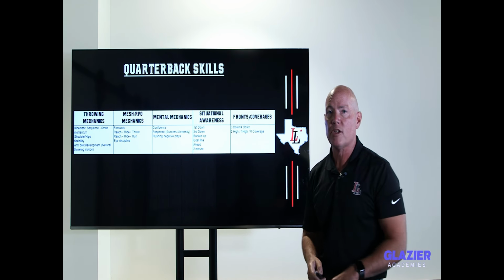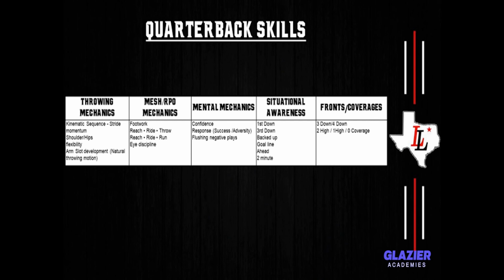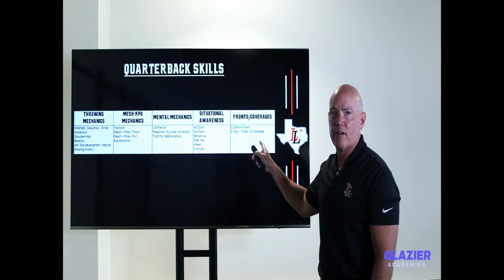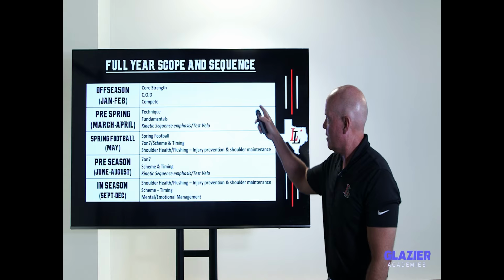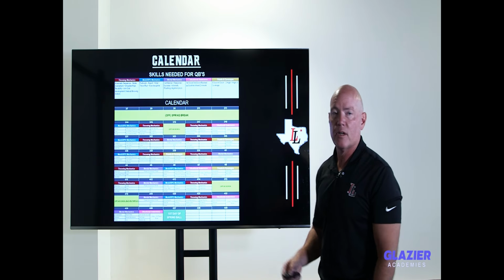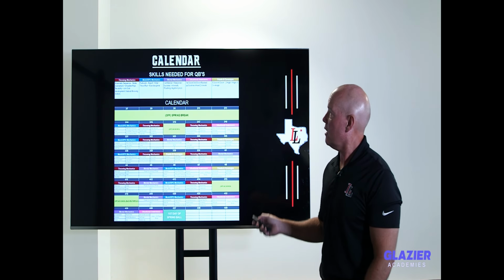We talk about situational awareness. What does that mean? They're defined. Fronts and coverages. Exactly what do you have to know to be an excellent quarterback for us? We have it right here. Then we take that, we put it down into these 5 categories, and then we put it on a daily plan. Now, you could go from quarterback. We could put this with anything.